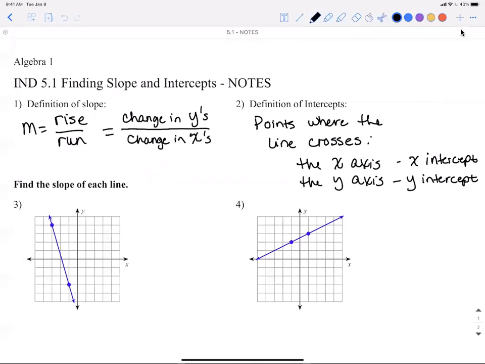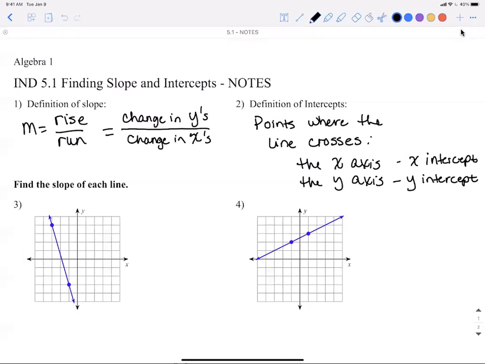And the change in Y is you go from one height of a Y and you either rise or fall to get to the height of your other Y. Okay, so that's your change in Y's. And then your change in X's, very similar to that. You've got your first X, and then you either run backward or forward to get to your next X. And so that's your change in height over your change in left and right, okay?